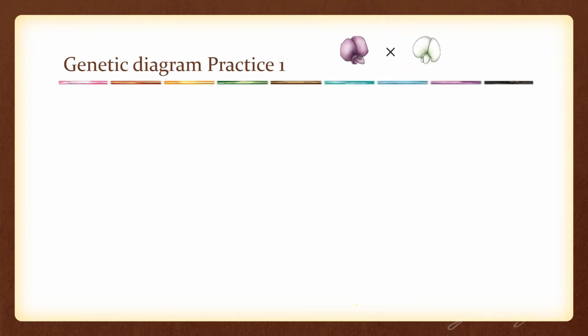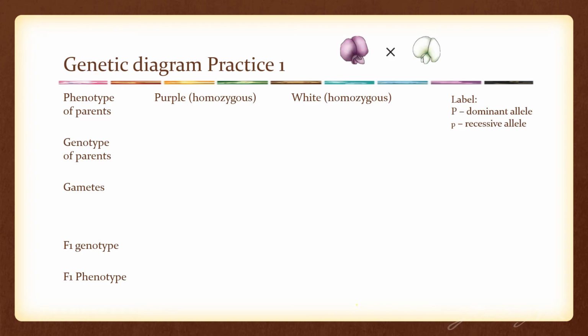For the first practice, let's do the color of flower. Again, the format will most of the time be given to you, so you just have to fill in the genotype of parents. What gametes will the parents give? For the gametes, please ensure that there is only one letter. The genotype of the F1 generation will have two alleles. So remember, if you see genotype, you must have two alleles or two letters. As for gametes, it is haploid, so for gametes you always only have one allele or one letter. Then for the phenotype, it is the description of the appearance, either purple or white. So please pause the video and try it out.